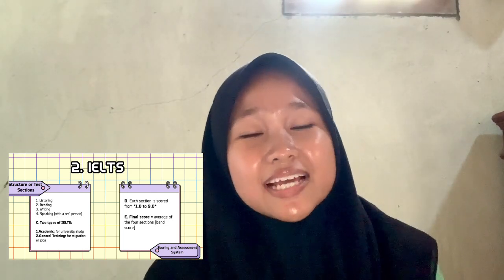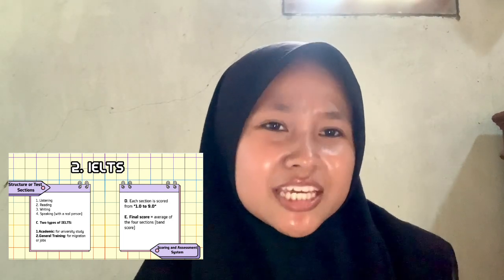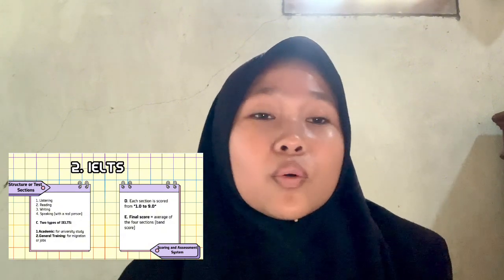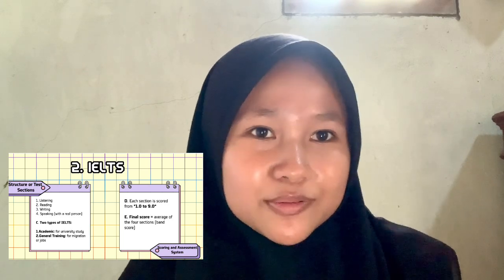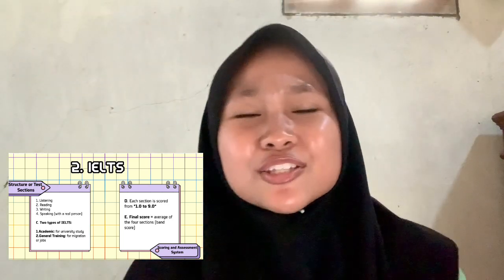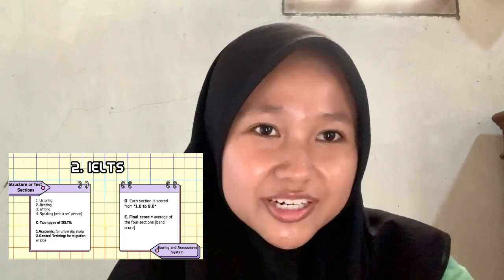So, scoring and assessment system. Each section is scored from 1.0 to 9.0. So, the final score is the average of the four sections, or band score.